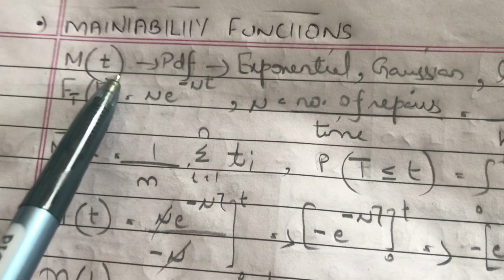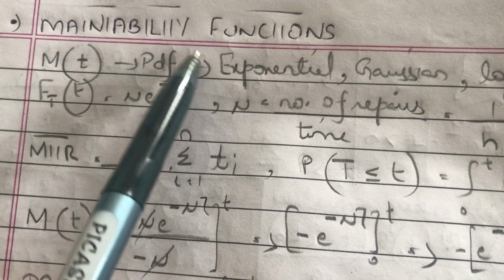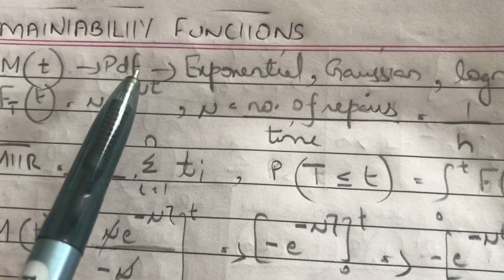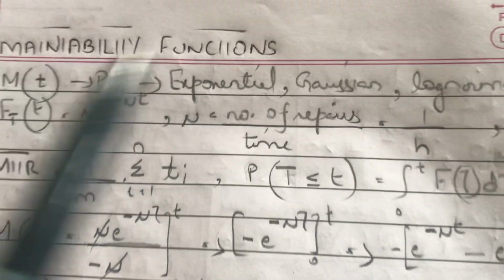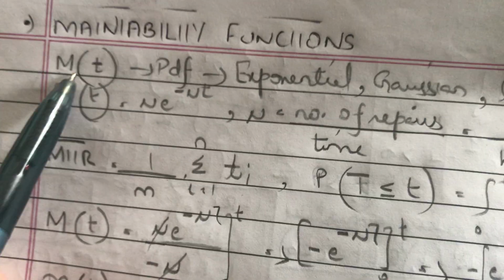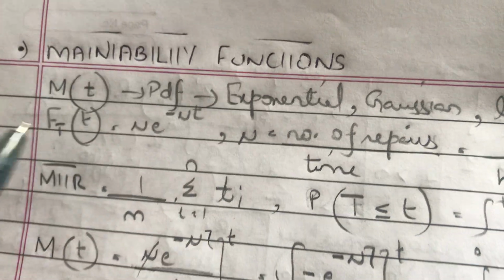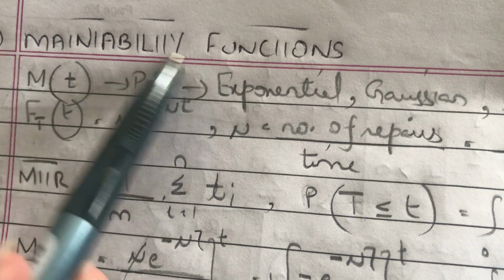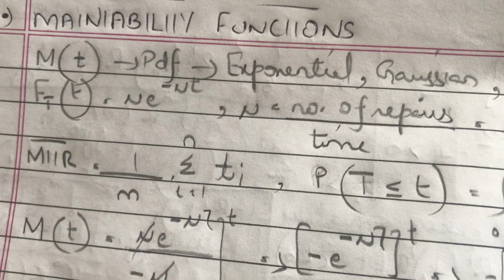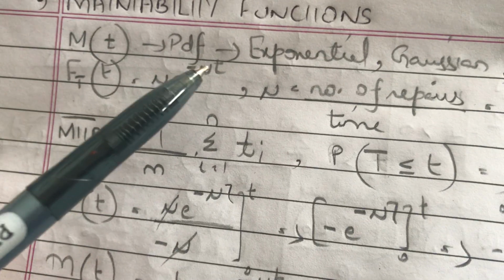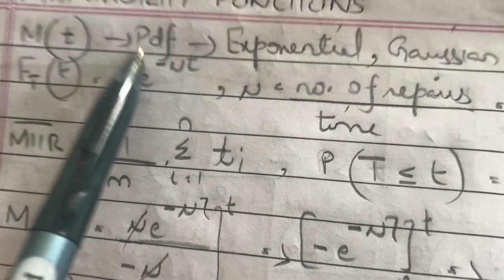Now, maintainability functions. Maintainability is represented as m(t), and it can be represented in the form of a PDF, a probability density function. It can be in the form of exponential, Gaussian, or log normal. So these are the forms that it can be in. Now let's see. We say that our maintainability at time t is in the form of a PDF. Remember, according to the definition, it is the probability of repairing a failed component. So that's why we are taking it as a PDF.